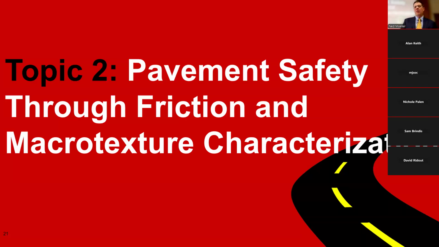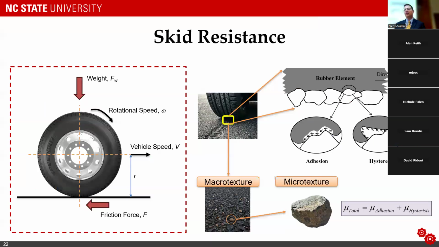The second topic area I want to go over deals with pavement safety through friction and macro texture characterization. Now, the connection between pavements and safety is skid resistance. And that skid resistance arises from a couple of different mechanisms. When your tire rolls over the pavement, it's deforming, and that deformation is dissipating energy, and that helps to give you traction. And the other thing that we get is adhesion between the tire as it rolls across the pavement.